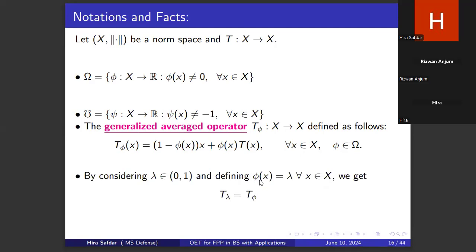Please read this, by taking, as last time also, phi of x equal to lambda. Taking phi of x equal to lambda, we see that T lambda is equal to T phi. It means that the average operator and the generalized average operator are both equal. For this particular value of phi, fix of T is equal to fix of T phi.